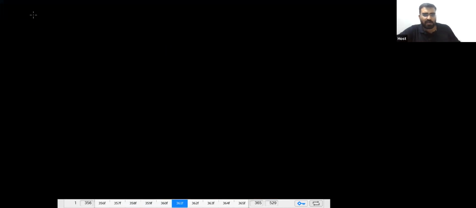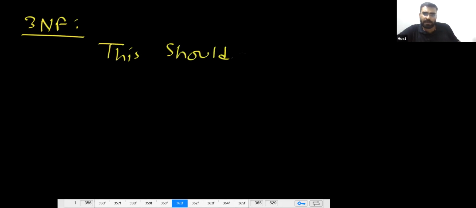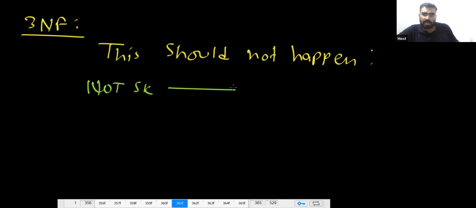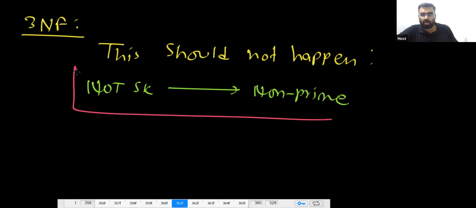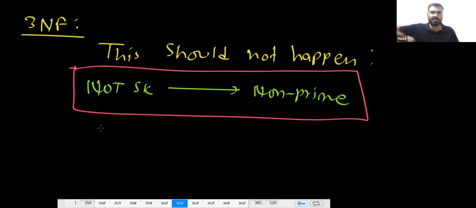Very simple point. Look at what 3NF is saying: this should not happen. What should not happen? Not a super key implying non-prime. Agree? Yes or no? So 3NF is saying that this should not happen. So what should happen?